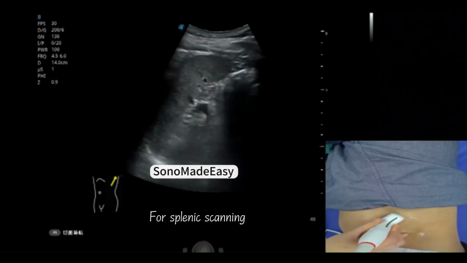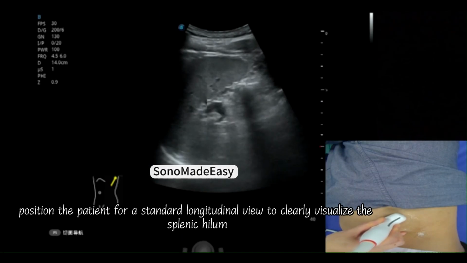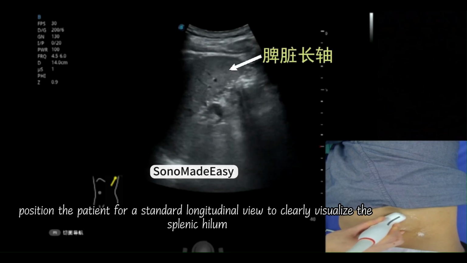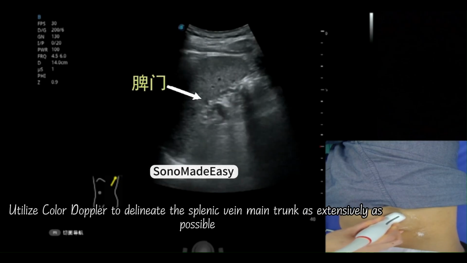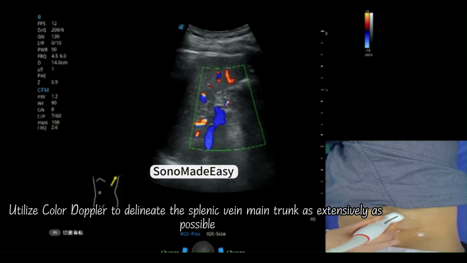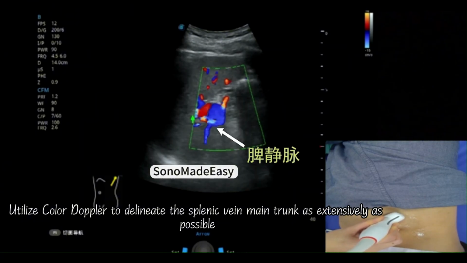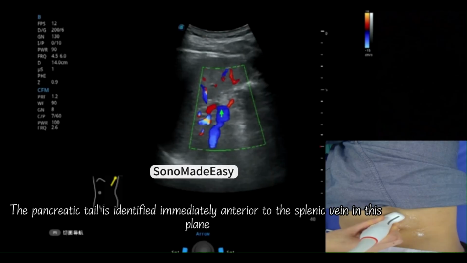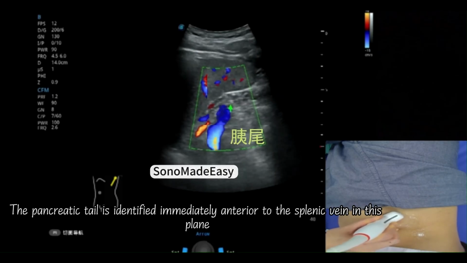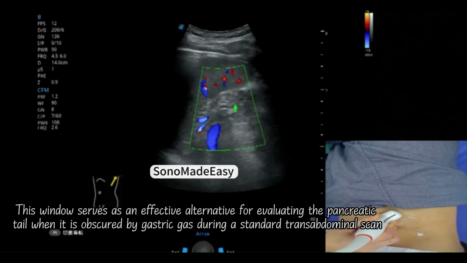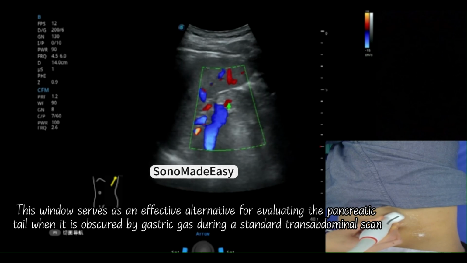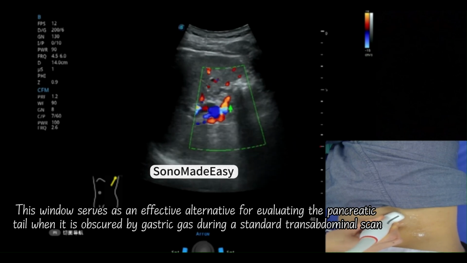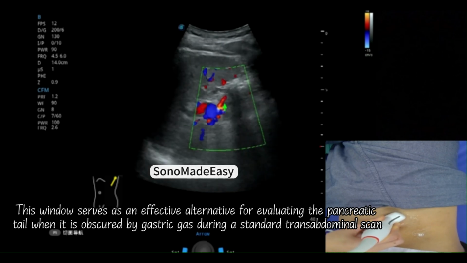For splenic scanning, position the patient for a standard longitudinal view to clearly visualize the splenic hilum. Utilize color Doppler to delineate the splenic vein main trunk as extensively as possible. The pancreatic tail is identified immediately anterior to the splenic vein in this plane. This window serves as an effective alternative for evaluating the pancreatic tail when it is obscured by gastric gas during a standard transabdominal scan.